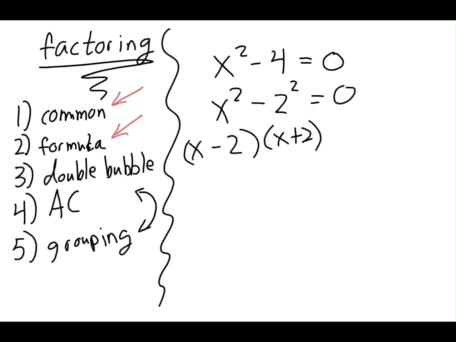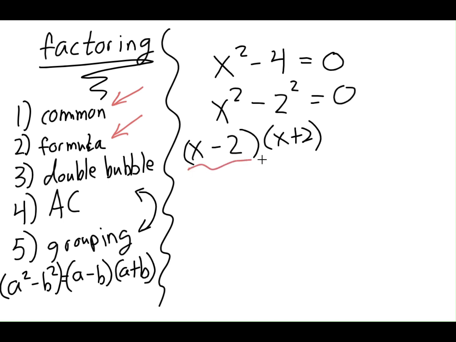Now, if you don't know the difference of two squareds formula, I'll give it to you now. If you have a squared minus b squared, that will always factor into a minus b times a plus b. So in our case right here, a is x and b is 2. So we just have x minus 2 and x plus 2. And then that's equal to 0. We're done factoring. Well, we're not done solving it. We're not done with the problem, but we're done factoring.